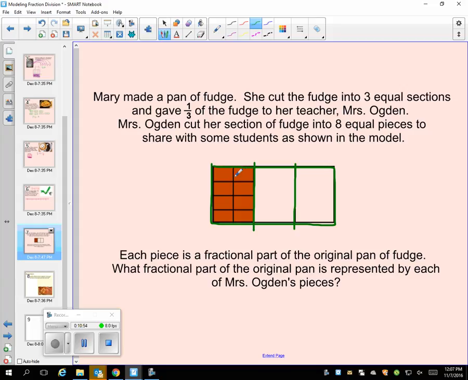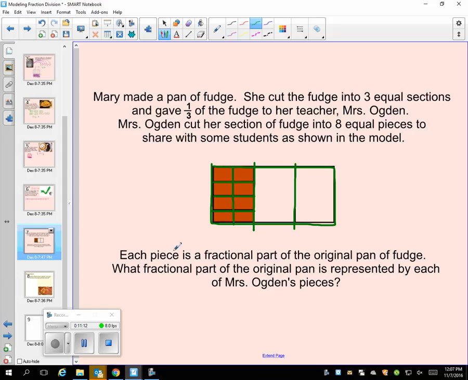Mrs. Ogden cut her section of the fudge into 8 equal pieces. So she cut it into 8 pieces. And it says equal, so they're all the same size. To share with some students. So this is what Mrs. Ogden had.